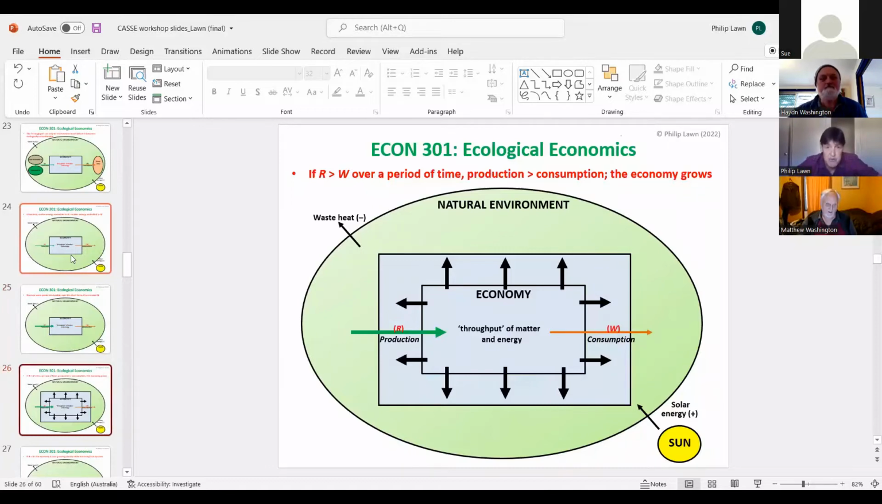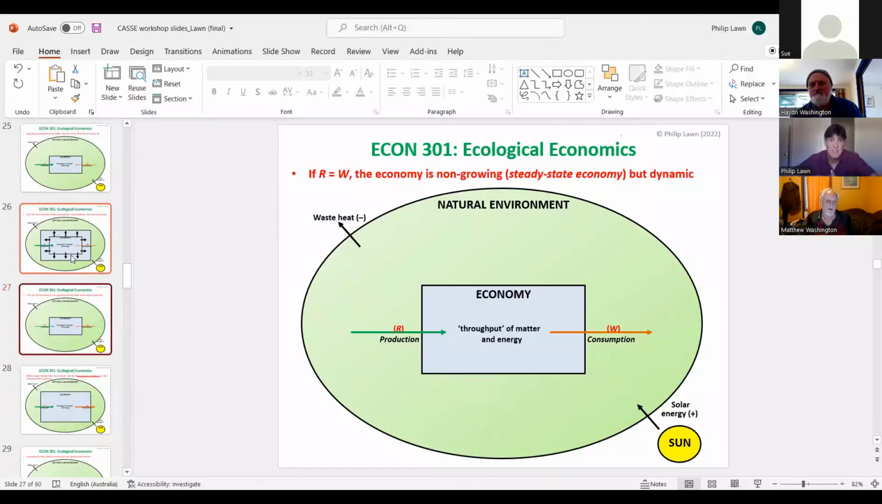And if over a short period of time R exceeds W, production exceeds consumption and the economy grows. So when R is greater than W, production exceeds consumption. So we're adding more goods to the economy than is being consumed and is wearing out through use, and the economy grows.